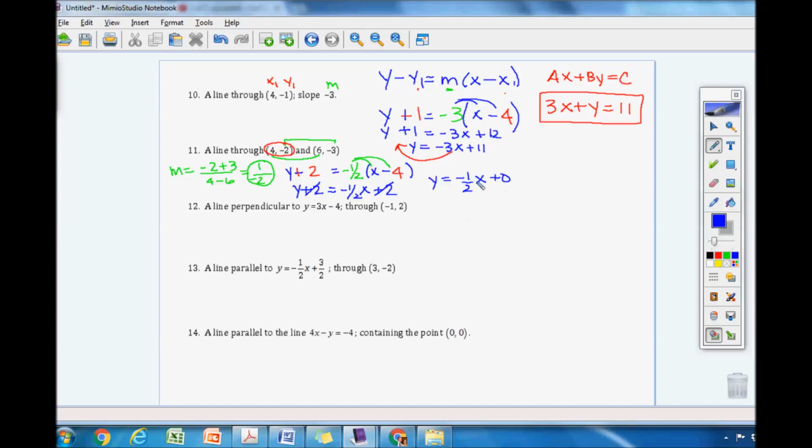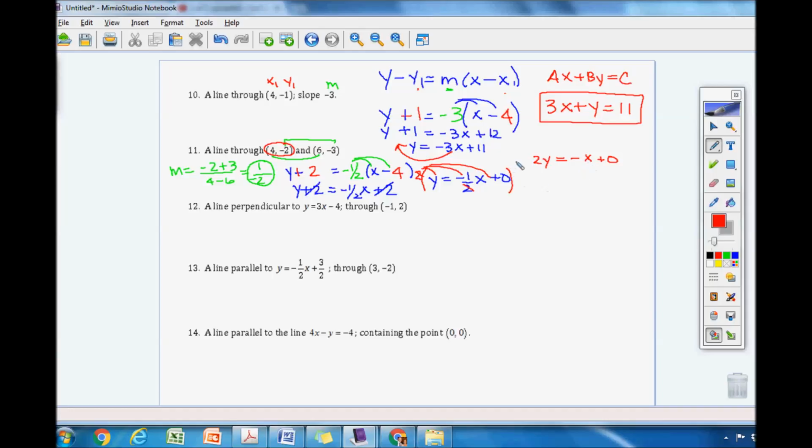But I need to get rid of this, okay? And if I have a fraction, to put this into standard form, we need to get rid of that. So I'm going to multiply everything by 2. All right, so that gives me then 2y equals, that's going to cancel now this 2 down here. So negative x, and then anything times 0 is still 0. And again, you don't have to put that if you don't want.